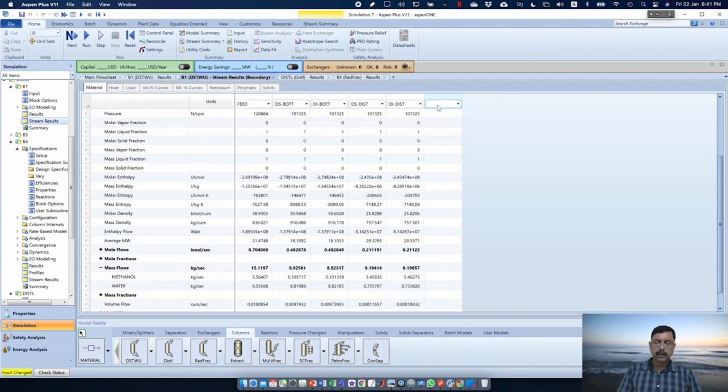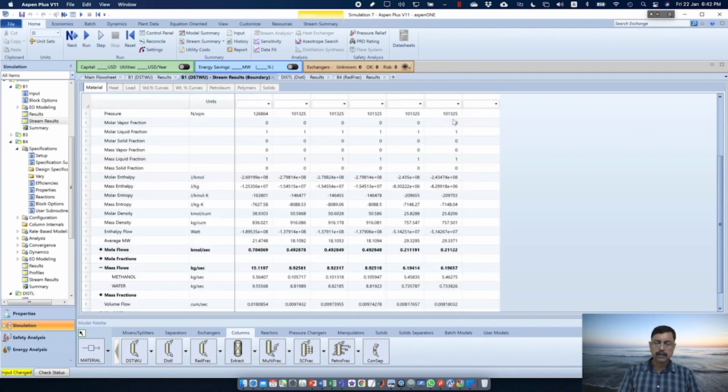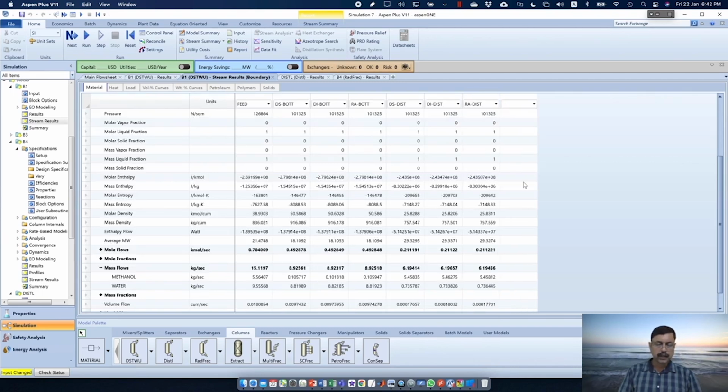So here we will take RADFRAC bottom. Here we take DSTW dist, then DISTL dist, and here we will say RADFRAC dist. Again, you check the mass flow rate. Methanol 0.015717, all of them are same. Okay, slight difference will be there because one is rigorous calculation and another is shortcut calculation. These differences will be inevitable.